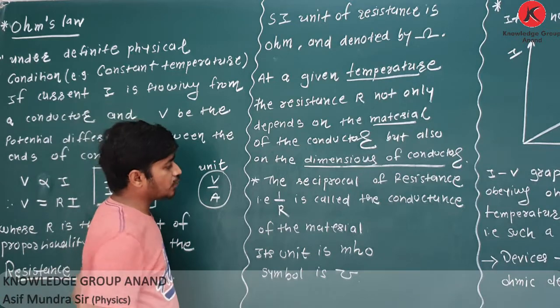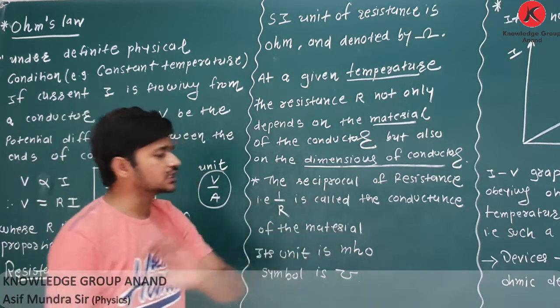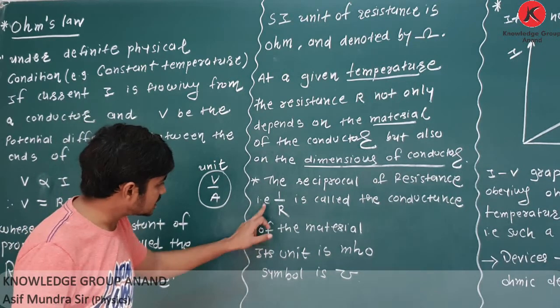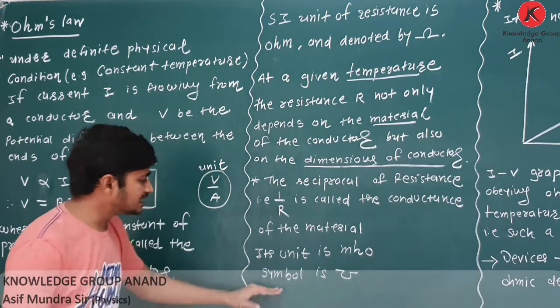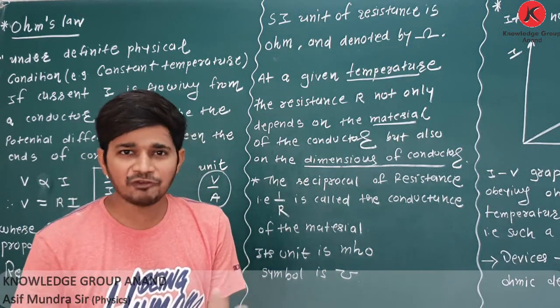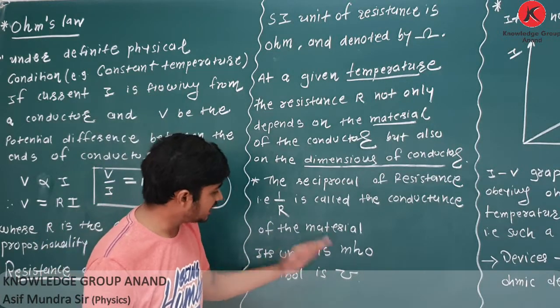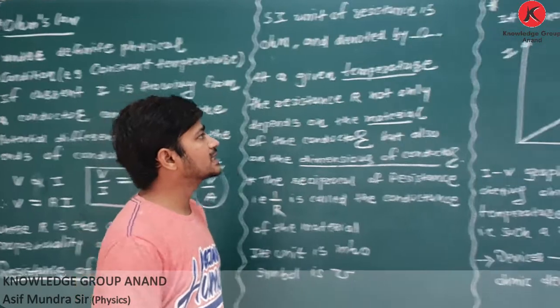Now, one extra point. The reciprocal of resistance, that is 1 upon R, is called conductance of material. Its unit is mho and its symbol is also mho. Clear? Completely reciprocal: the definition, the unit and the symbol are all reciprocal.